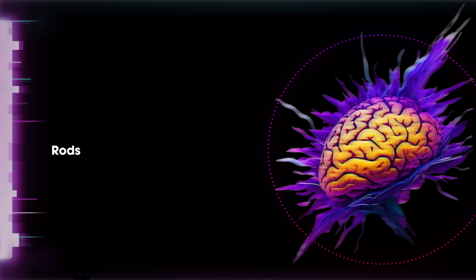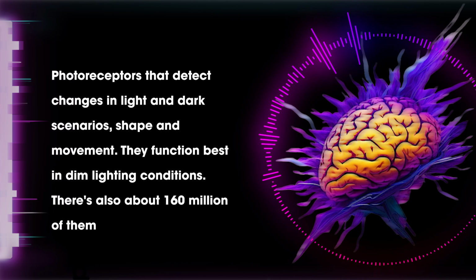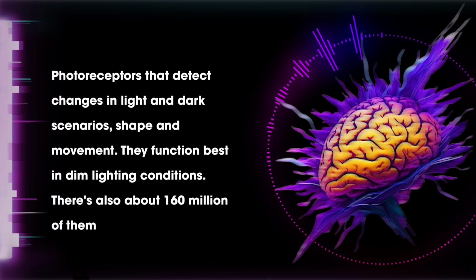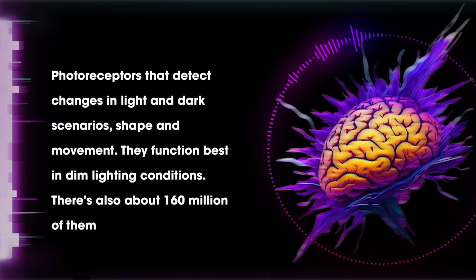Rods. Photoreceptors that detect changes in light and dark scenarios, shape, and movement. They function best in dim lighting conditions. There's also about 160 million of them.